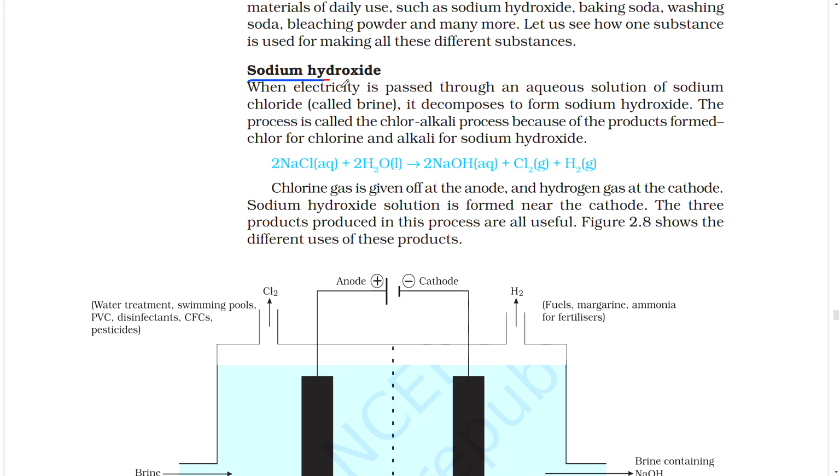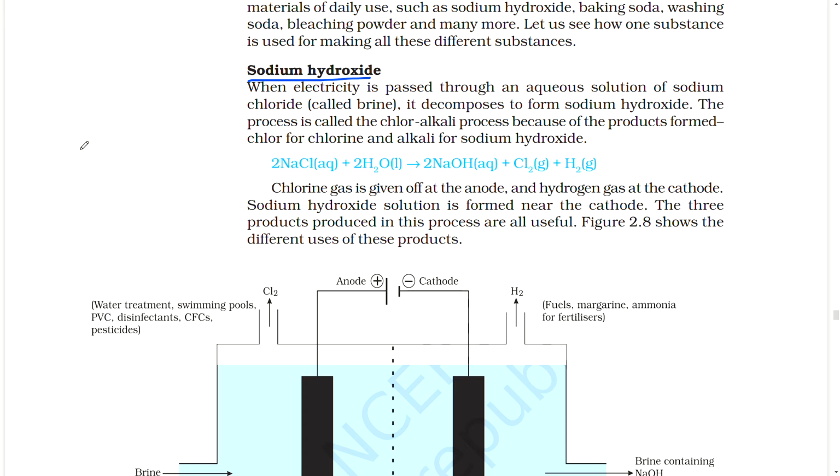Sodium hydroxide. When electricity is passed through an aqueous solution of sodium chloride called brine, it decomposes to form sodium hydroxide. The process is called the Chlor-alkali process because of the products formed: chlor for chlorine and alkali for sodium hydroxide.